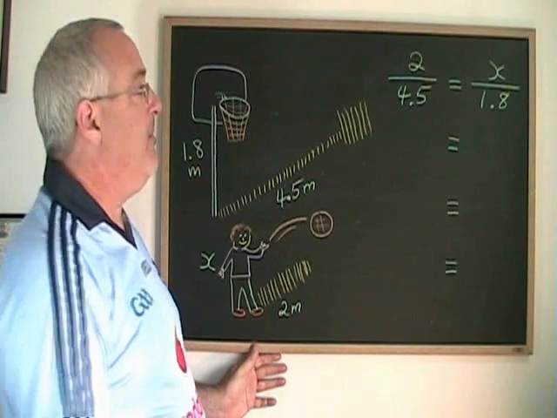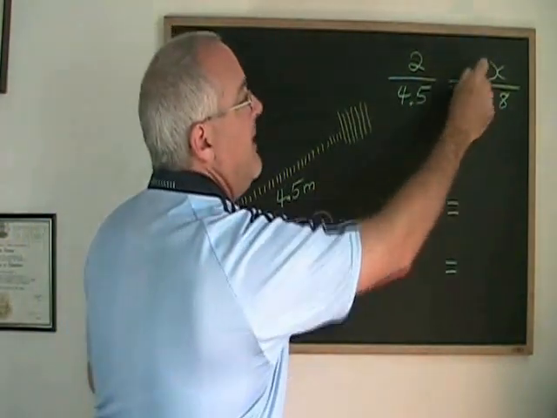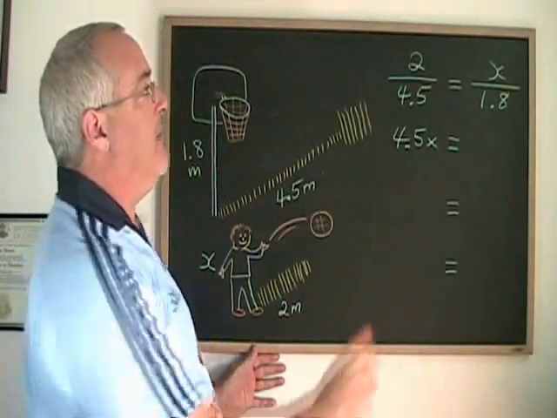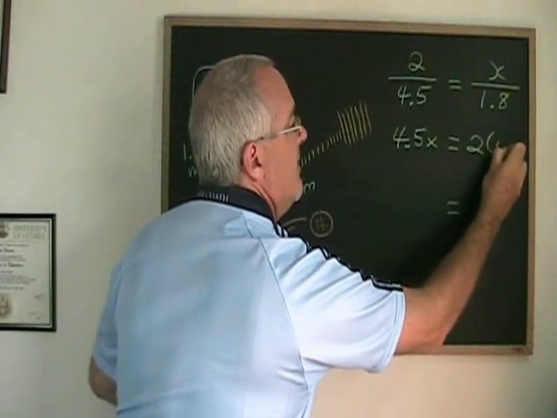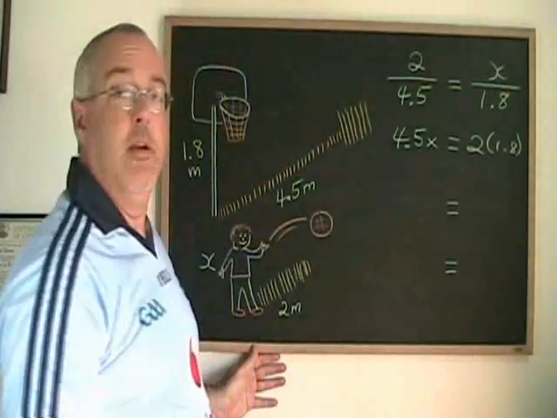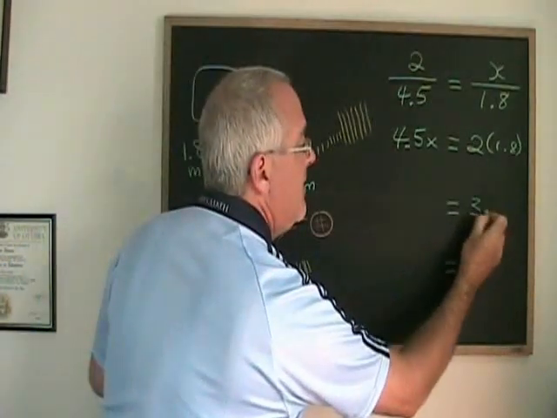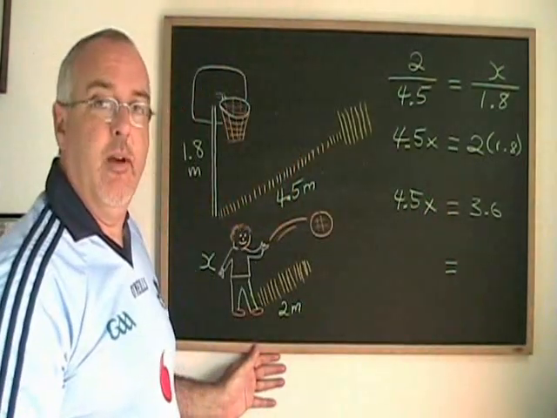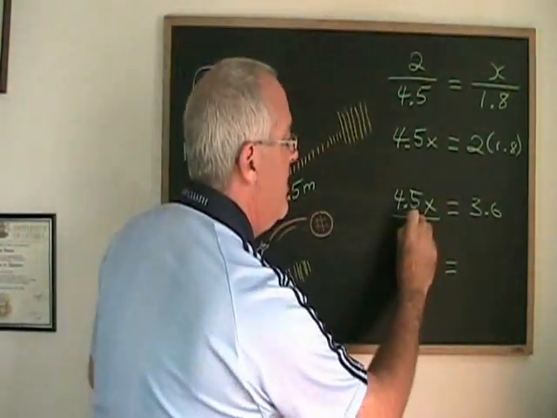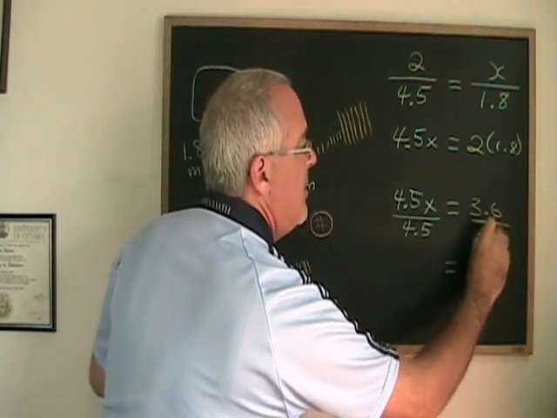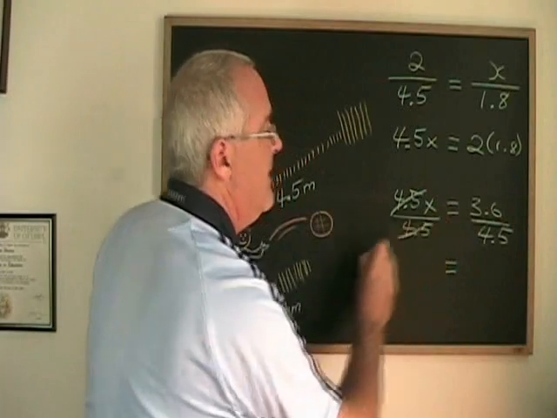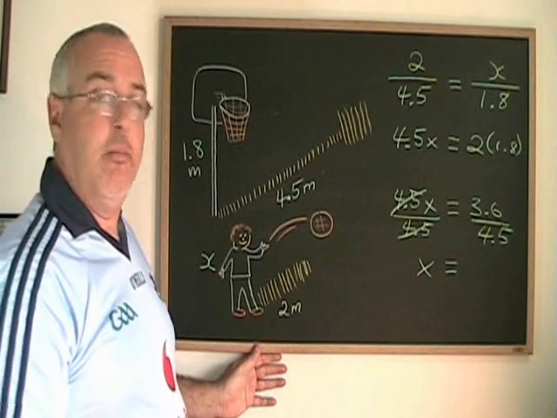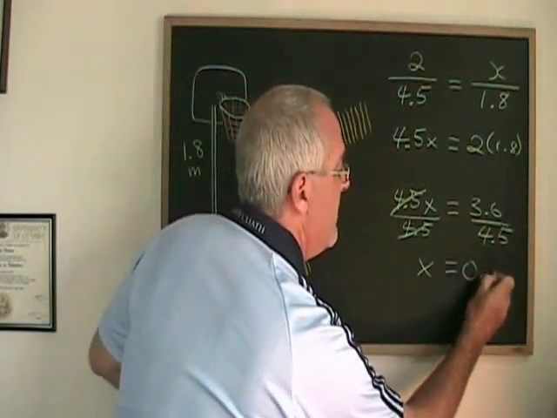Cross multiplying, bottom times top gives me 4.5x. Top times bottom gives me 2 times 1.8. 2 times 1.8 is 3.6. And now I have to divide both sides by 4.5. These cancel. My x is now isolated and is equal to 3.6 divided by 4.5, which is 0.8.